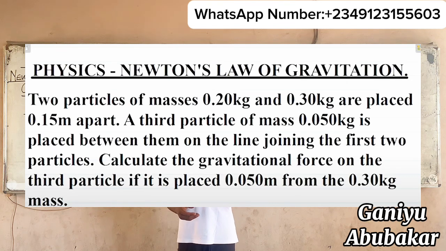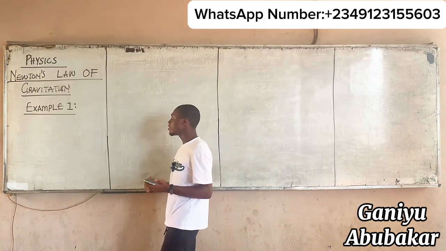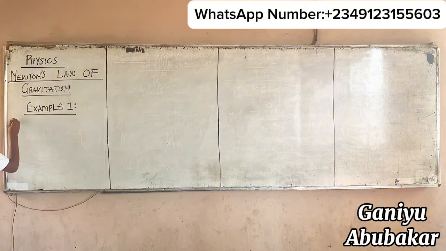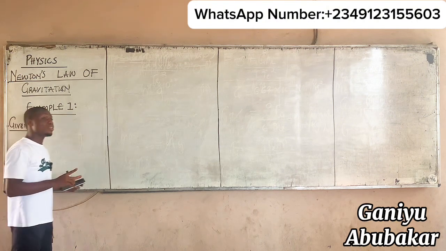So the keyword there is calculate the what? Gravitational what there? Force on the third particle, right? So first things first, in science, your first task is to list out the givens, please. Given parameters, please.